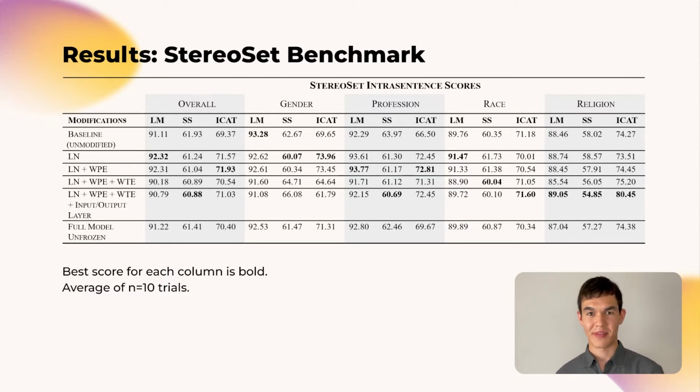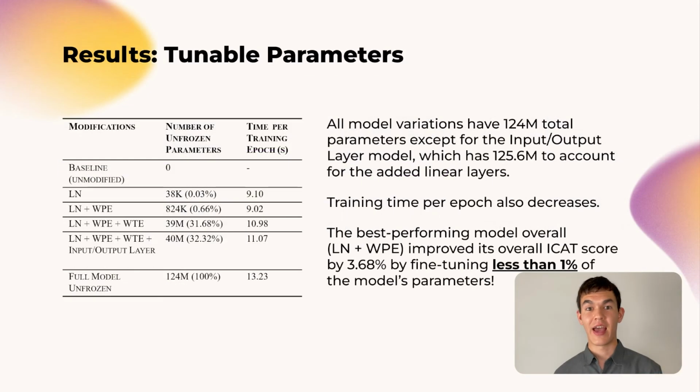I want to highlight a few notable results in this table. First of all, the LN plus WPE model, which again only fine-tuned its layer normalization parameters and word positional embeddings, observed the best results on the StereoSet benchmark overall. That model and the LN model observed particularly good results on the gender and profession categories of StereoSet. We believe this is in part because a third of the dataset comes from WinoBias, which focuses on gendered and professional stereotypes. And let me emphasize how many tunable parameters there are in each of these models.